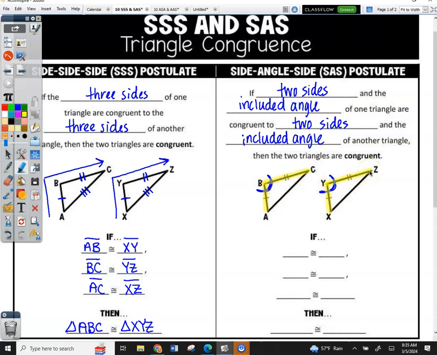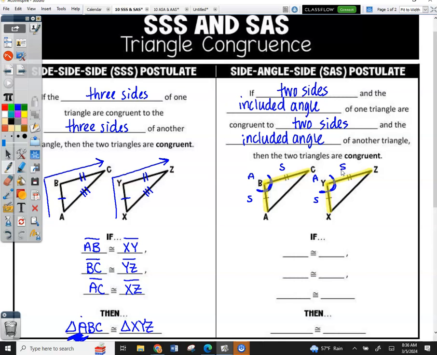Did my exaggerated arc touch my 2 congruent sides? Yes. So then that means I'm looking at, watch how I do this. This is a side that's congruent as I'm going around the triangle. This is an angle that's congruent, and this is a side that's congruent. This is a side, this is an angle, this is a side. So this is a side angle side shortcut.